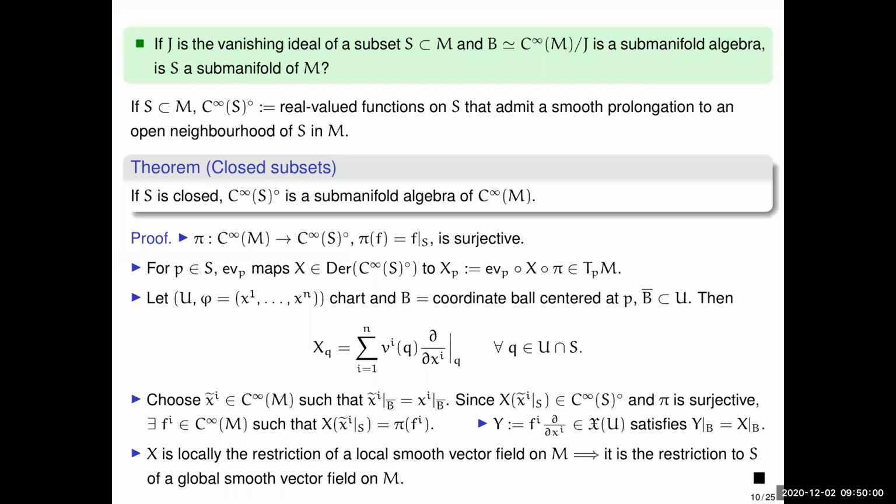Okay, so even if you assume that J is the vanishing ideal of a subset of M, and your quotient algebra is a submanifold algebra, this doesn't mean that you have a submanifold. S can be any closed subset.